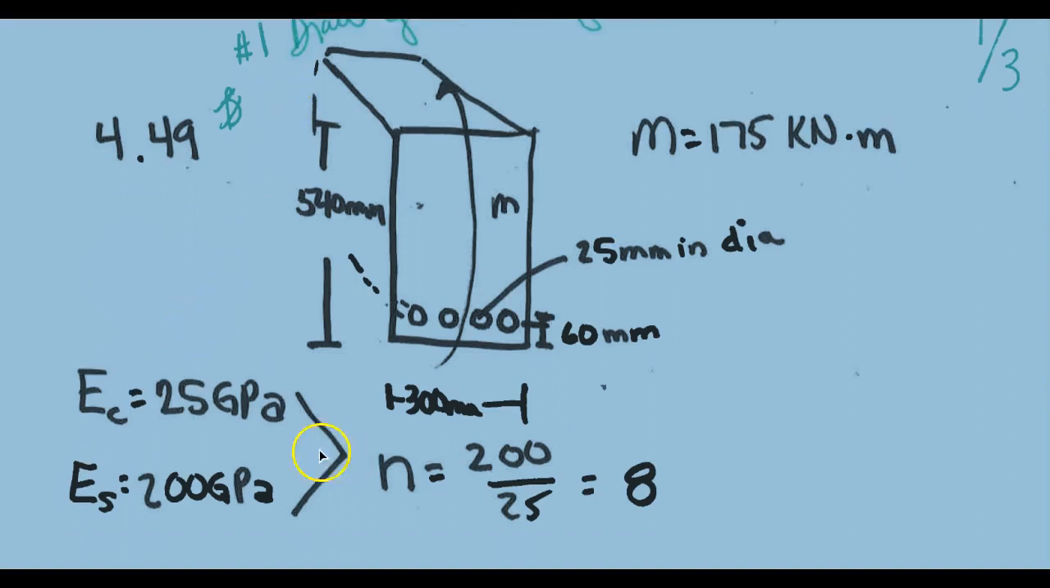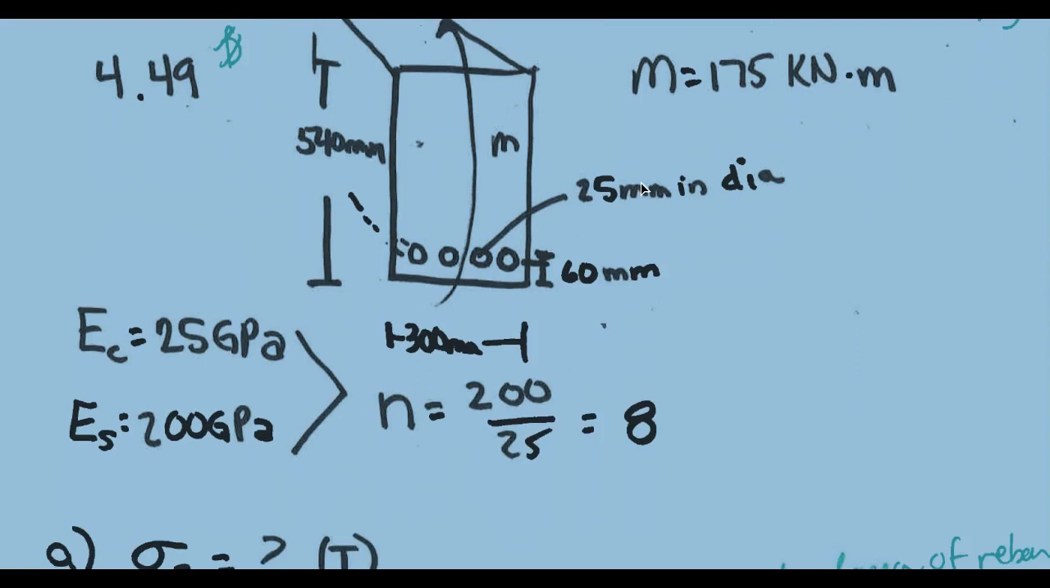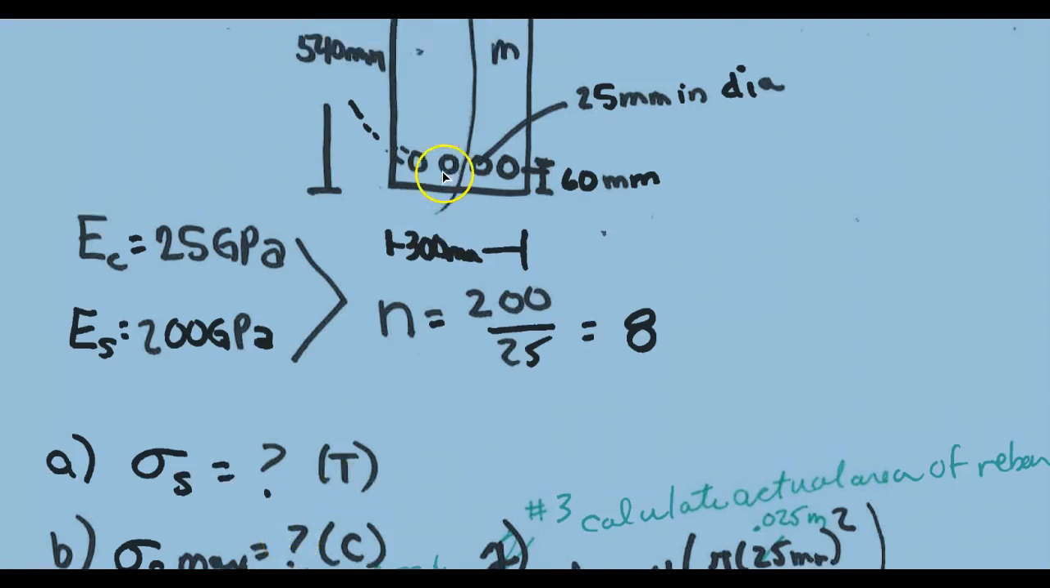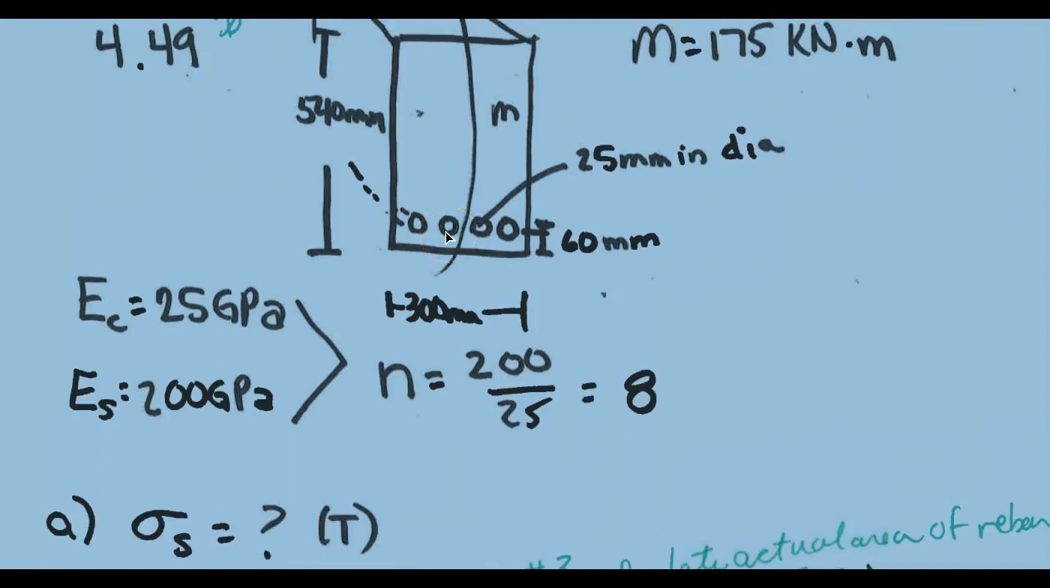So to get started, what we basically have is a block of concrete that is 300 millimeters wide, 540 millimeters tall, and in the bottom we have embedded 4 steel rods. The centers of the steel rods are 60 millimeters from the bottom. When we apply a positive bending moment of 175 kilonewton meters, the question is, what is the normal stress in the steel? What is the normal stress in the concrete? Well, the normal stress in the steel with a moment configuration this way will be in tension, which is positive, and in the concrete will be negative or in compression.